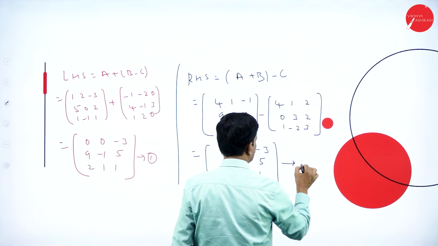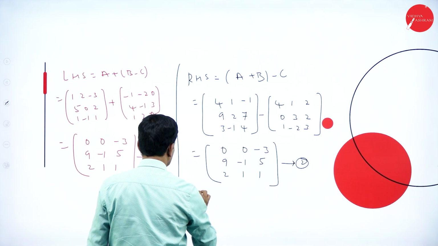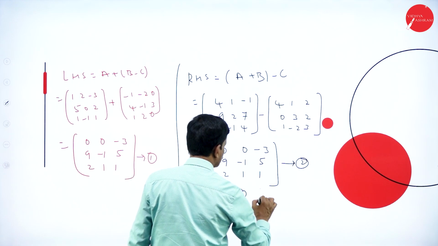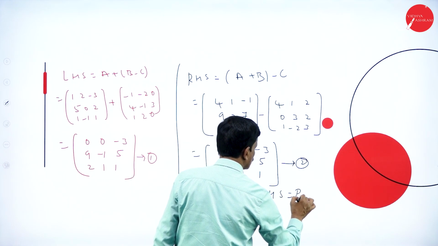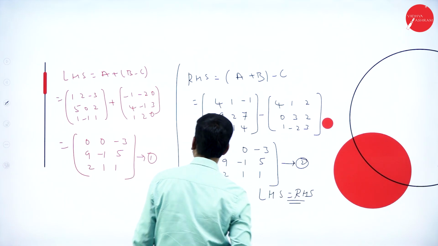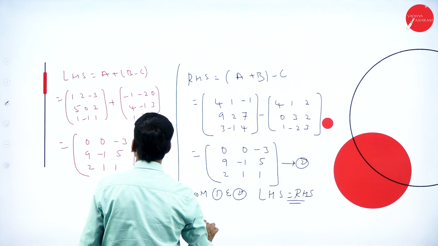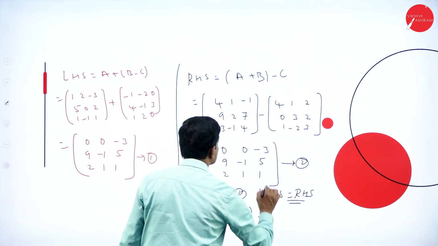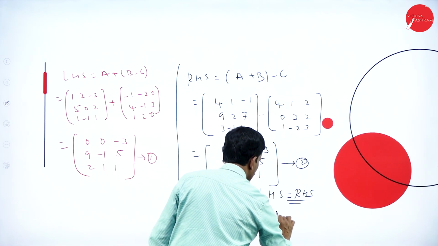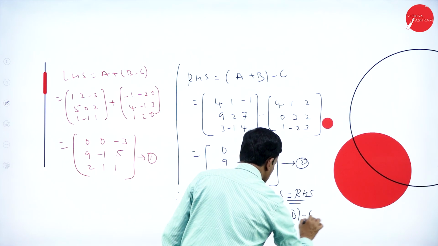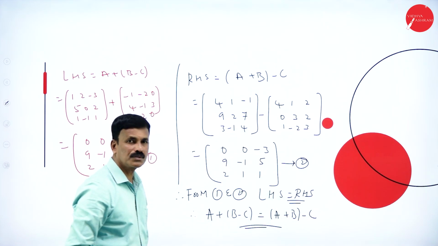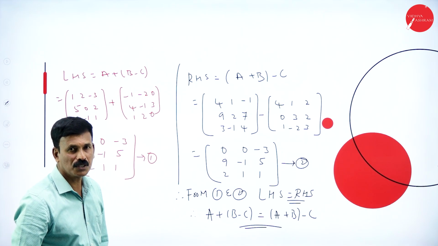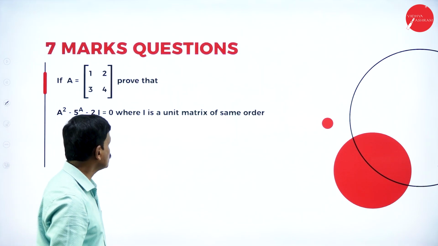What do you say from 1 and 2? Therefore, from 1 and 2, LHS is equal to RHS. That's all. That means A plus B minus C is also equal to A plus B minus C. This is very important for the point of examination. If you solve this much, you will get 8 marks. Okay. Now, move on to the last problem in this.